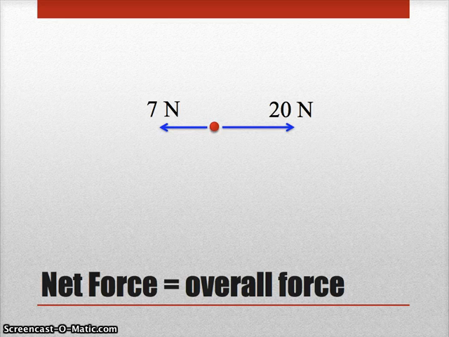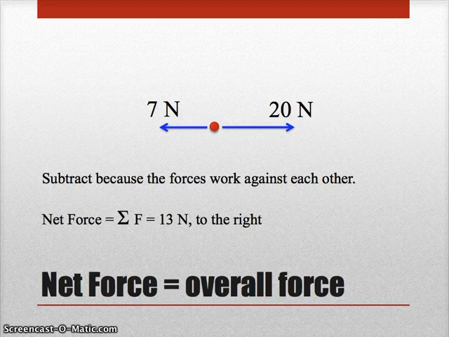What we'll do with these diagrams is determine something called the net force. The net force is an overall force that takes into account which direction the forces point. So when we look at this picture, we're not going to say 27 newtons because the two forces don't work with each other, they work against each other. The net force in this case is going to be 13 newtons. That's sort of what's left over when the 7 newtons pulls against the 20 newtons. 13 newtons left over sort of to the right.